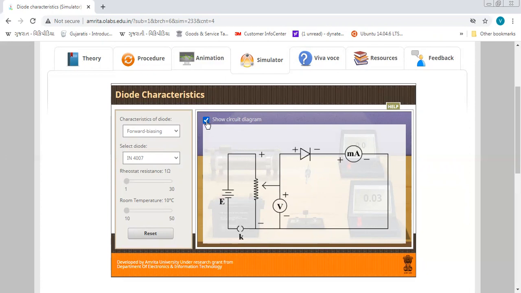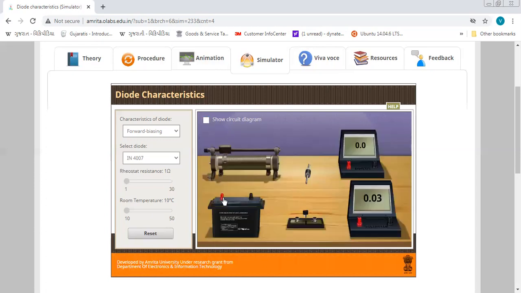So here we can see the positive terminal of the battery is connected to the positive terminal of the rheostat, and the negative terminal of the battery is connected to the switch. So firstly we will do that. Just drag and drop where you need to connect. So this is the positive terminal of the battery, and we will connect this to the positive terminal of the rheostat. Now we will connect the negative terminal of the battery to the switch.